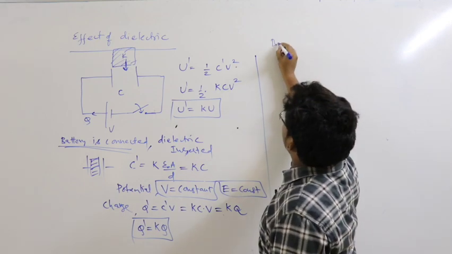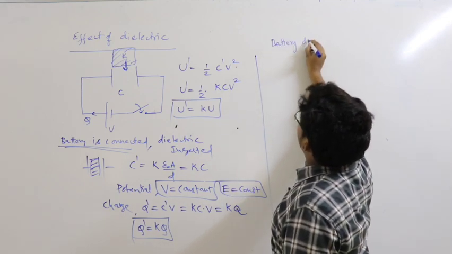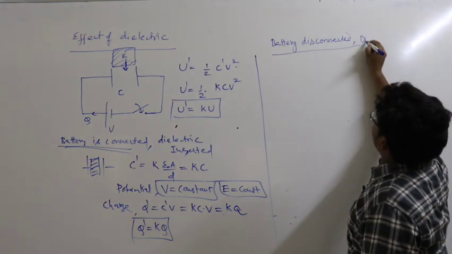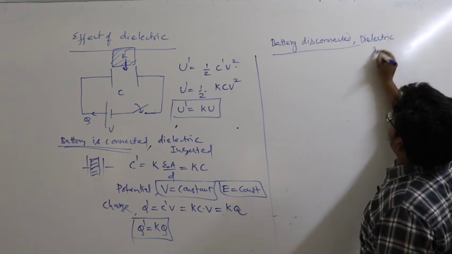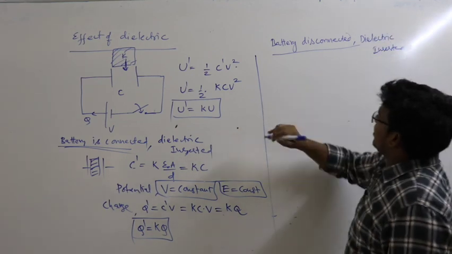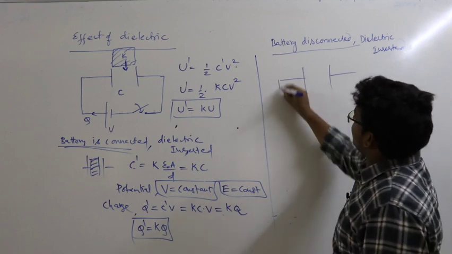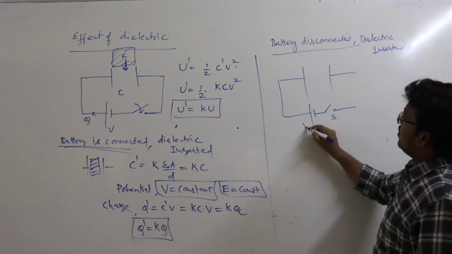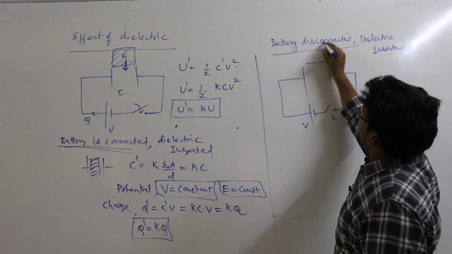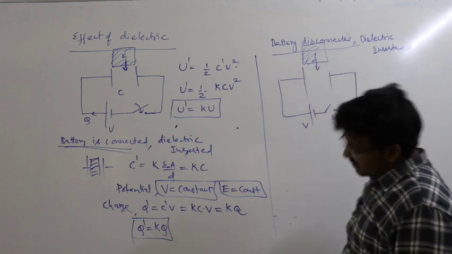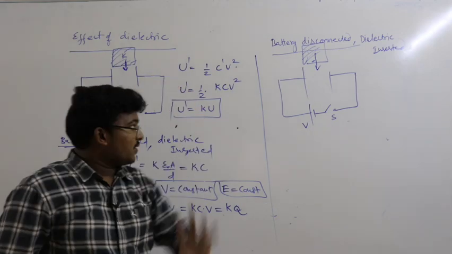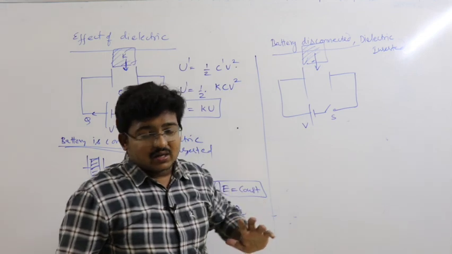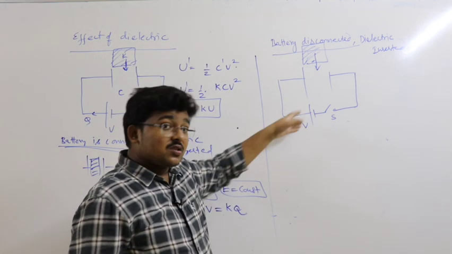So here the battery is disconnected and the dielectric is inserted. Then what happens? In the plates, now the battery is disconnected, the switch is open. Now we are inserting the dielectric. And when the battery is disconnected, the charge will be constant, because you know that when the battery is there, it can supply some charge.